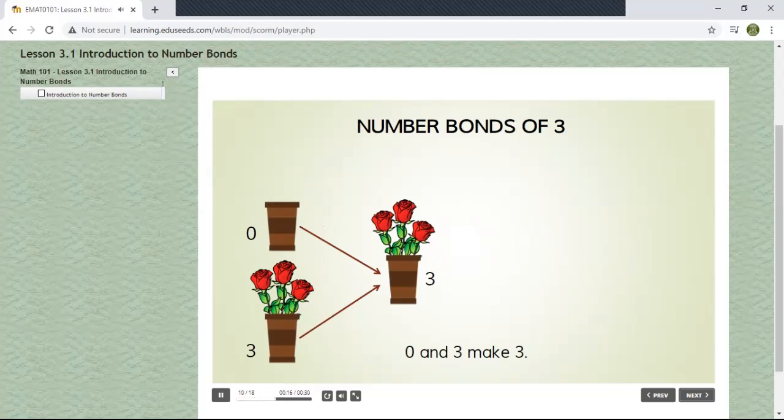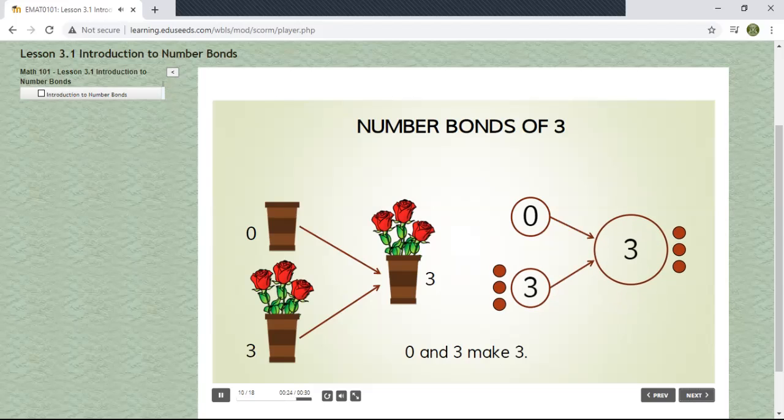Now we will use the number bond bubbles to represent the number bond. 0 and 3 make 3. Can you see that both sets of pictures represent the number bonds of the same number? You see, this is the same. 0 and 3 make 3. See, you can count the circle.